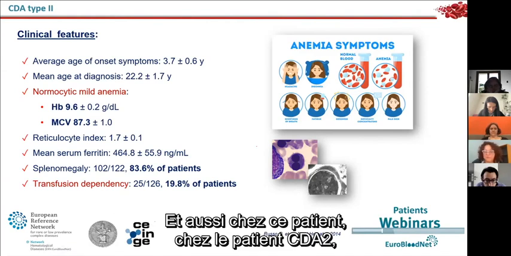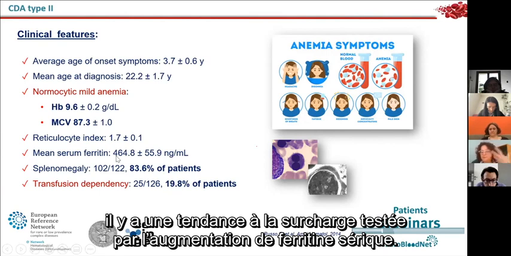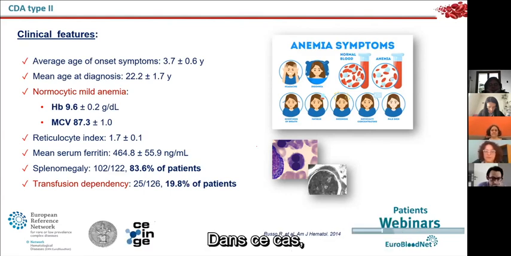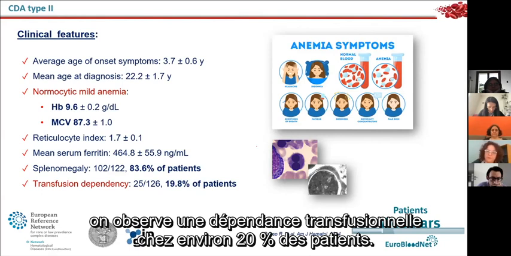And also in CDA II patients, there is a tendency to iron overload as attested by increased serum ferritin. Splenomegaly is another feature common among CDA1 and CDA II patients, and in this case, we observe a transfusion dependency in approximately 20% of patients.